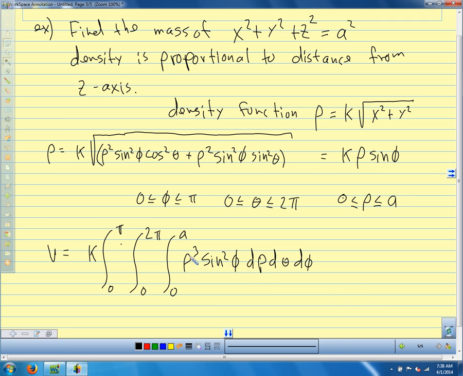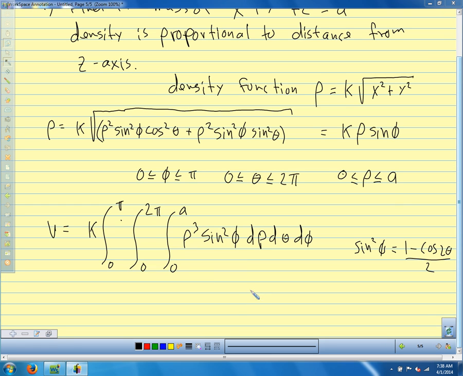The rho integral is very easy. We just have rho to the third. For sine squared, we would use our identity that comes up a lot in spherical coordinates for sine squared and cosine squared: 1 minus cosine 2 theta over 2. This turns out to be a very easy integral to evaluate, and our limits on theta and phi are constant. I'm not going to go through the evaluation, but we get that the mass is 1/4 k pi squared a to the 4th.